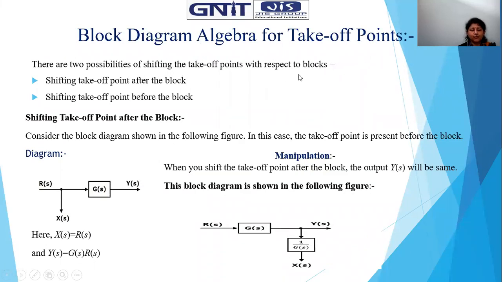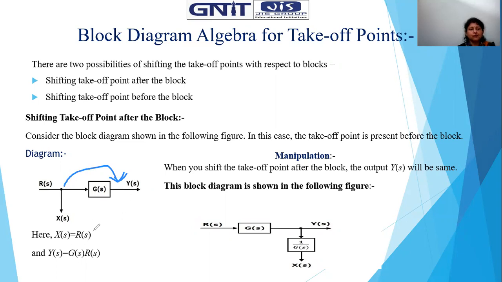So for the takeoff point, similarly, we should move it towards the right of the block. Always try to move the takeoff point towards the right of the block, that will be easier for you. While the takeoff point is at the left side, it should move towards the right. Or if there is any right side takeoff point, that should move towards the left. So if you can remember one, then the other is very easy to remember.